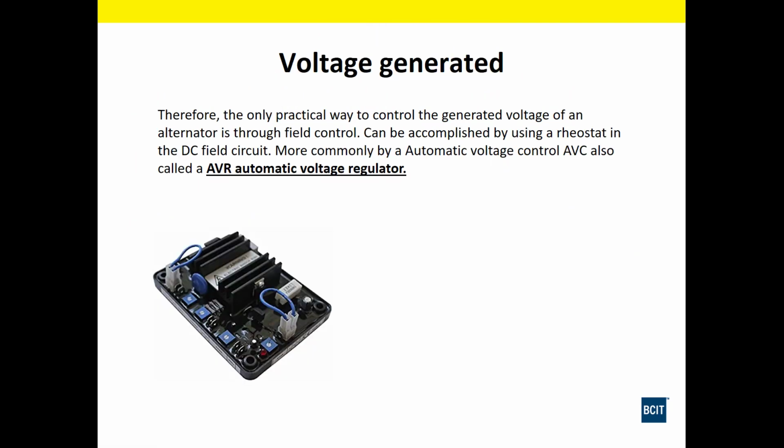Now, a side note here: the automatic control for voltage, for diesel generators at least, is usually done by a thing called an AVR, which is an automatic voltage regulator. That's the means of automatically controlling the output voltage of your generator.